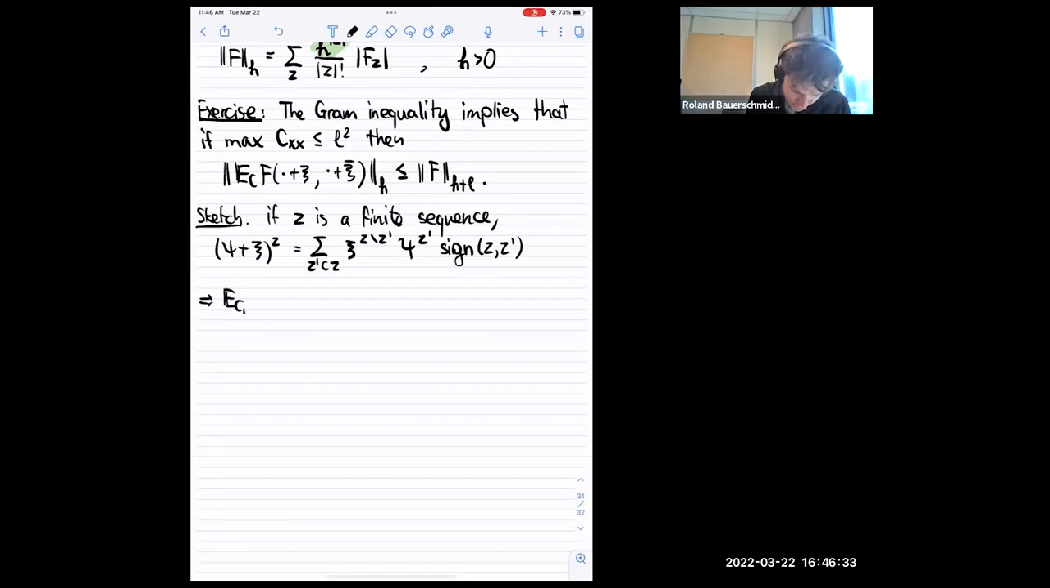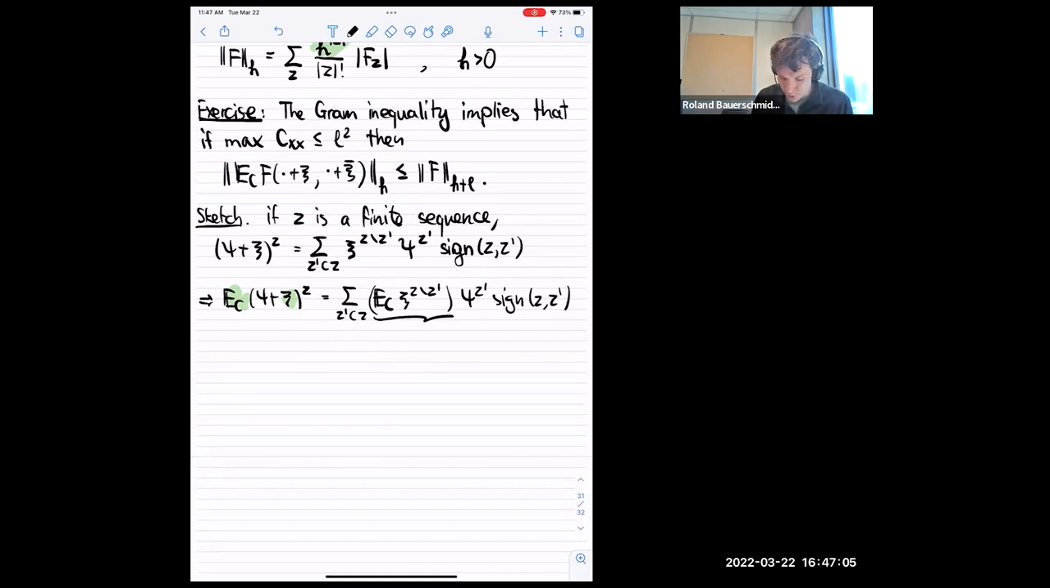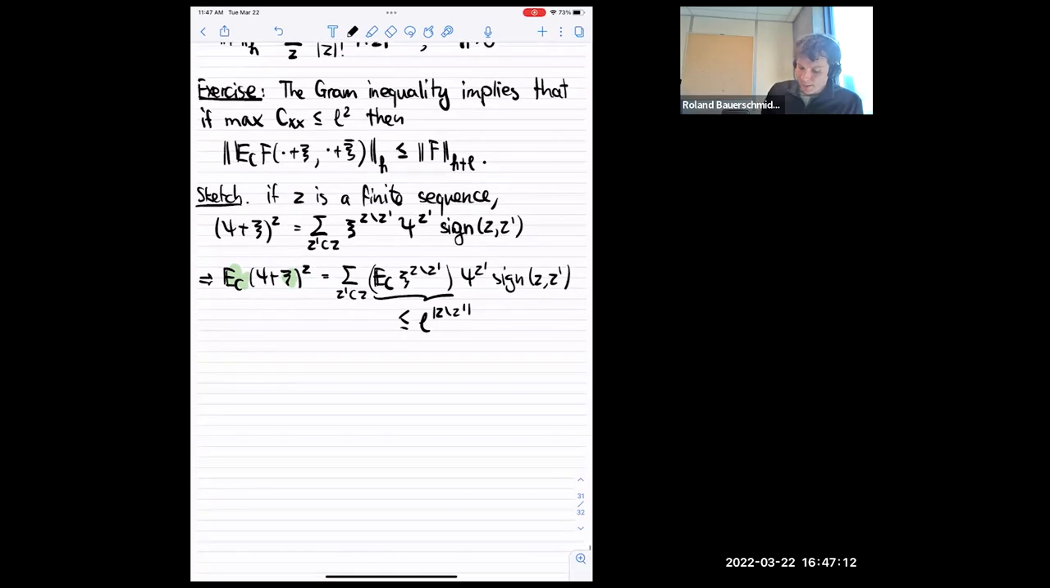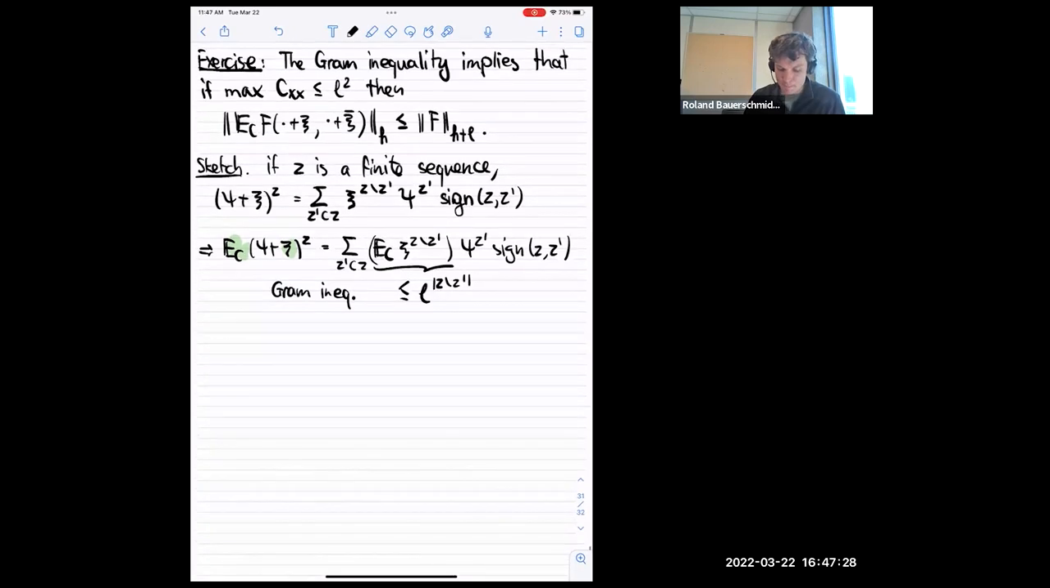So if we take the expectation of this, expectation as always acts on the psi here. We get the same formula, expectation of psi Z take out Z prime, and the same signs. And the Gram inequality we saw last time tells us exactly that this expectation is bounded by L to the length of Z take out Z prime. So this was last time. Was there a question? No. Okay.